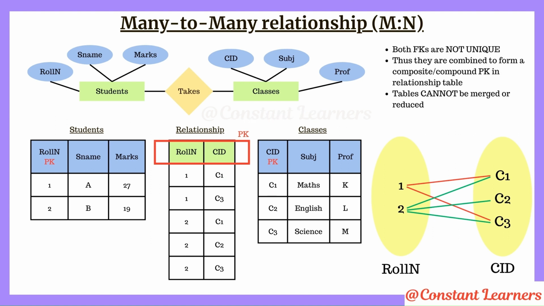So both foreign keys are not unique, neither roll number nor class ID. Thus, they are combined together to form a composite or compound primary key in the relationship table, and therefore the tables cannot be merged or reduced. That was all for many-to-many relationship.